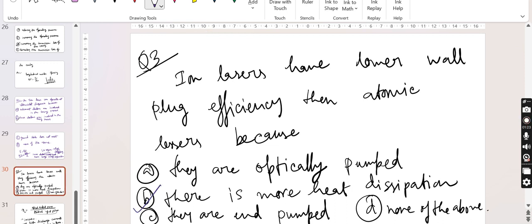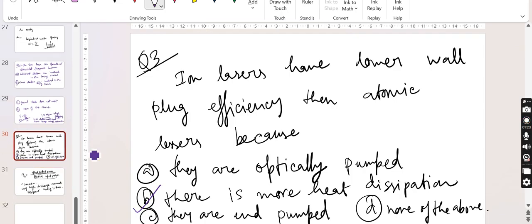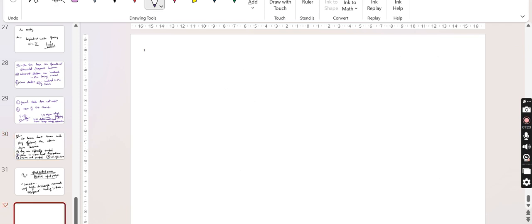They are end pumped. That is not a reason why ion lasers have lower wall plug efficiency. Atomic lasers are also end pumped, and gas lasers are not optically pumped; they are electrically pumped. So that is why the correct answer is there is more heat dissipation.